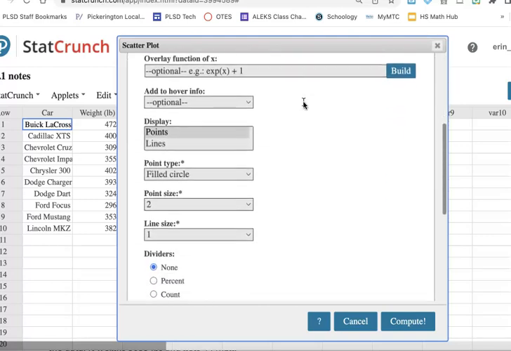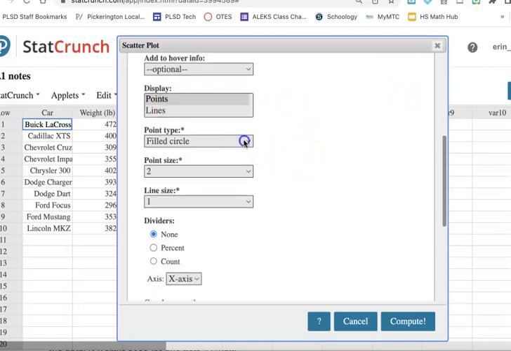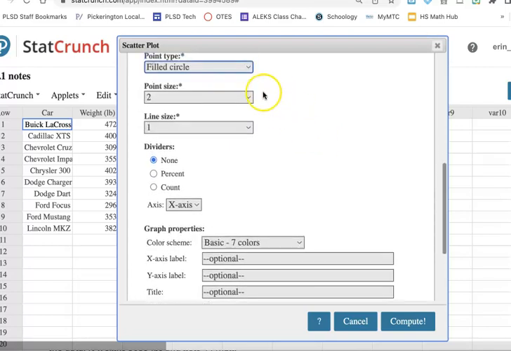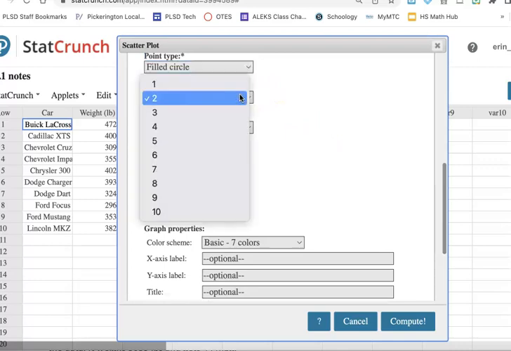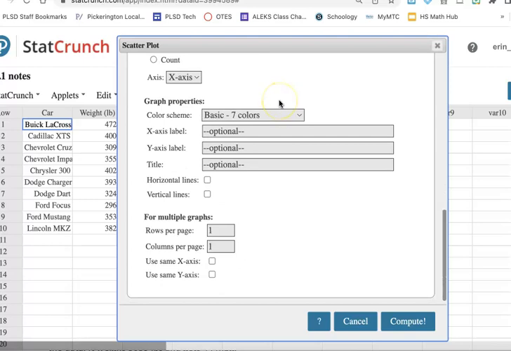So then I am wanting to display points. You can choose different point types if you want. Filled circles are generally what we want. If you want them to be thicker, you could certainly change the point size. We don't need any dividers. You can change the color scheme if you want. You do need to type in labels and a title, just like we always do.